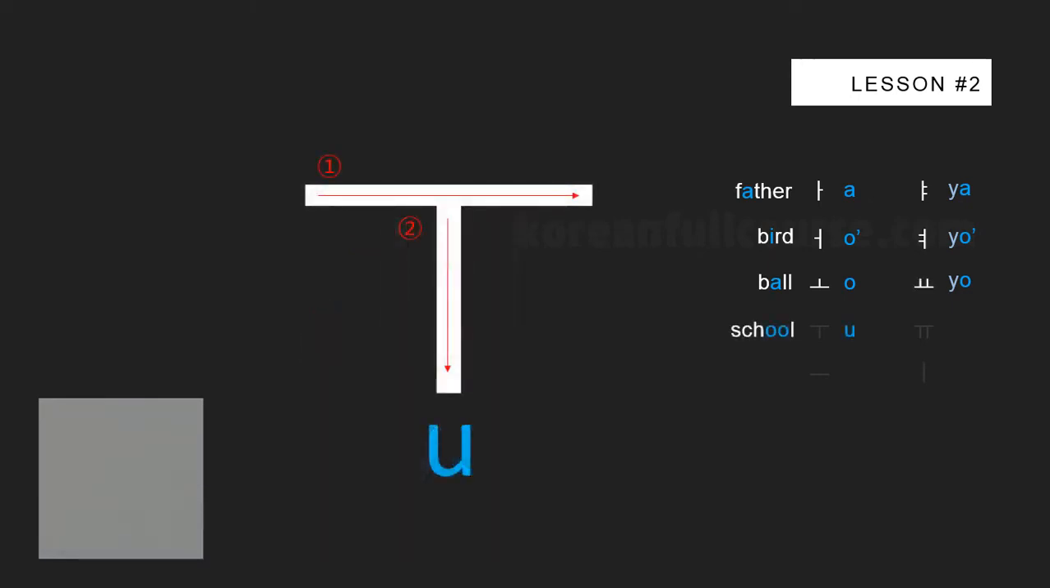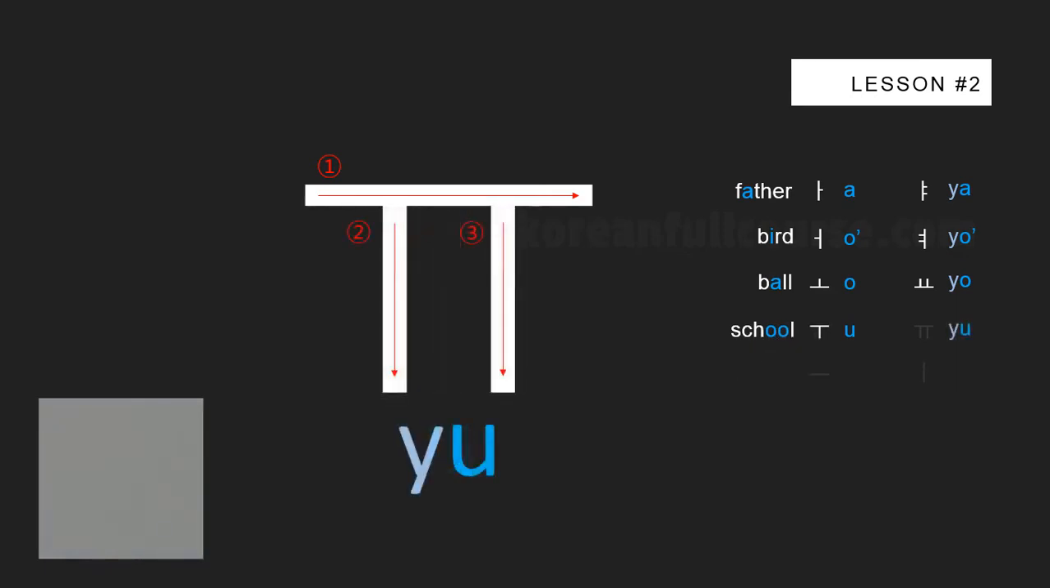The next letter is U. It looks like a reversed version of O, but a little bit different. As you can see, this vertical stroke here is a bit longer. And at this time, you start drawing the letter with the horizontal stroke first and then draw the vertical stroke, okay? This letter U sounds like double O in the English word school.